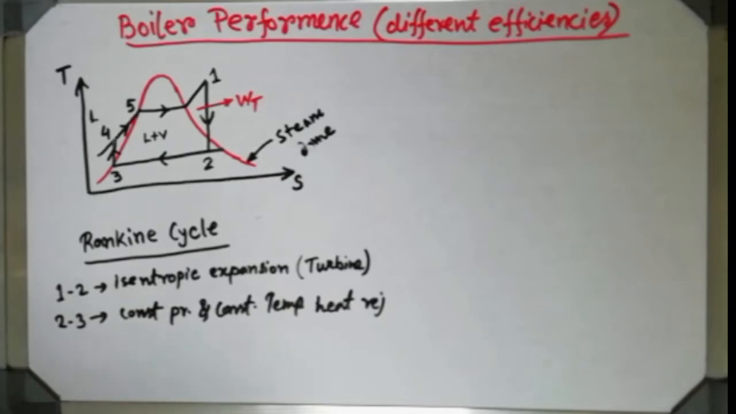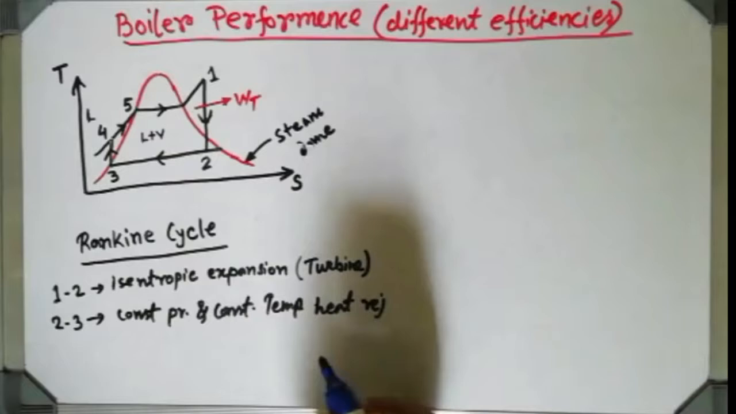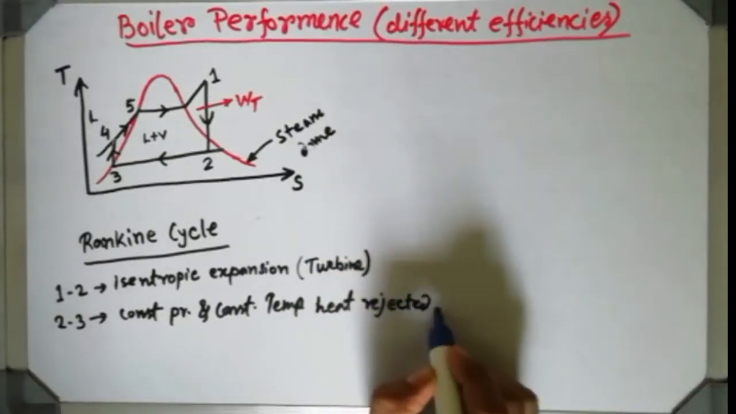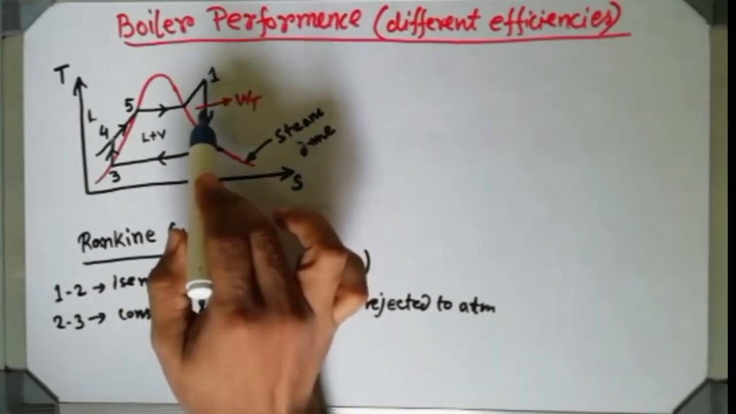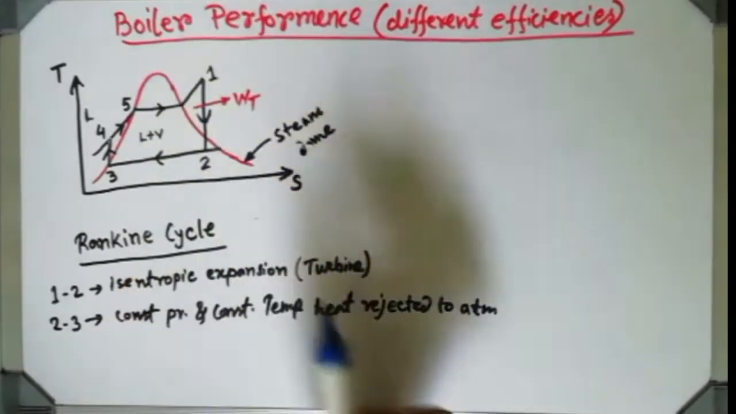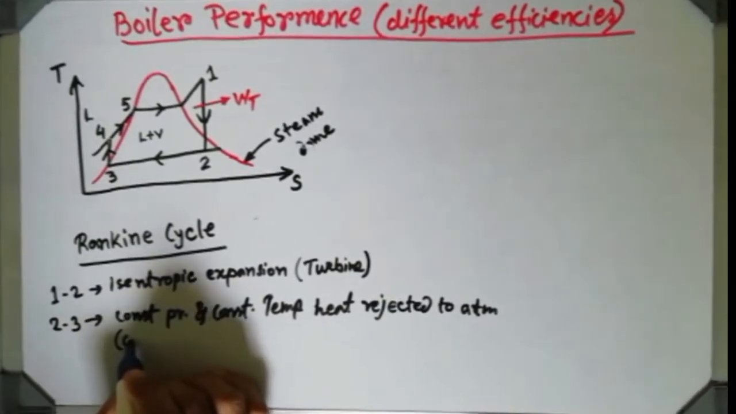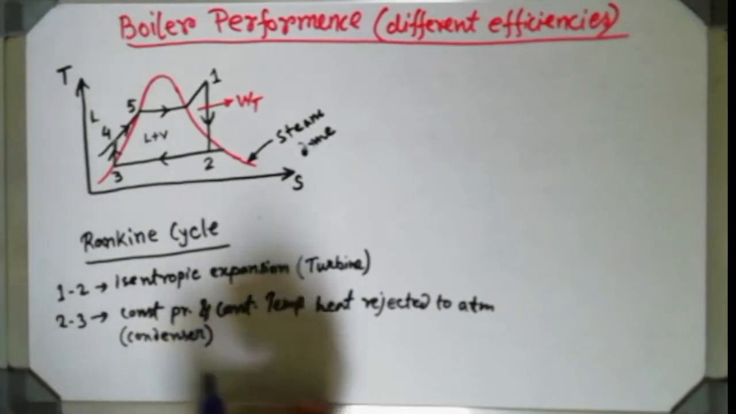Okay, fine. Then what I am saying is that in the 2 to 3 process some heat will be rejected. Heat will be rejected to the atmosphere. So that steam which is coming out from the turbine will be entering inside the condenser. That 2 to 3 process will be executed inside the condenser. Condenser is actually a heat rejection device.